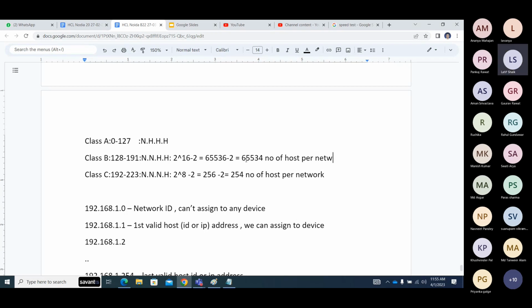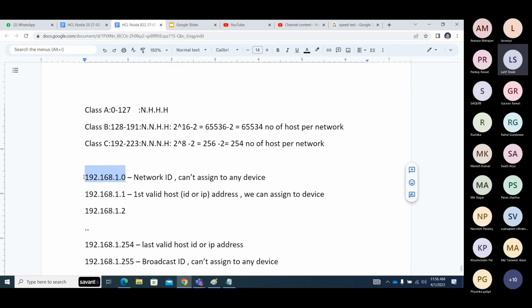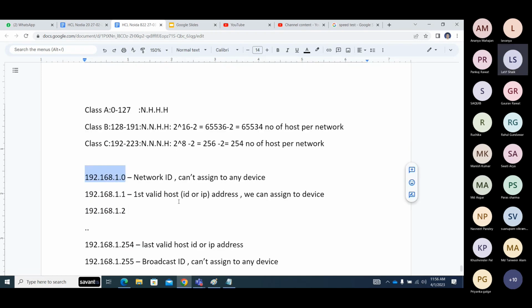In one network, means within one network address, you take one network, you will get a number of hosts. 65,534 number of hosts we are getting.